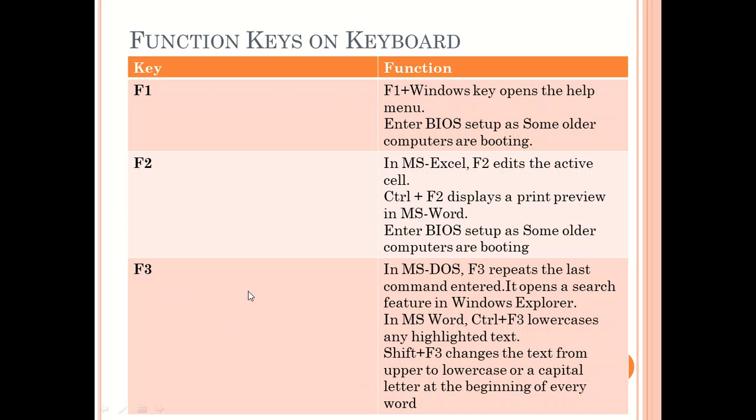Then we have F3. F3 is mainly used for repeating the last command entered, for example in MS-DOS. You can also use F3 in combination with the Control key to lowercase any highlighted text. We can also use the F3 key together with Shift to change text from uppercase to lowercase in Microsoft Word. So that is it about that.